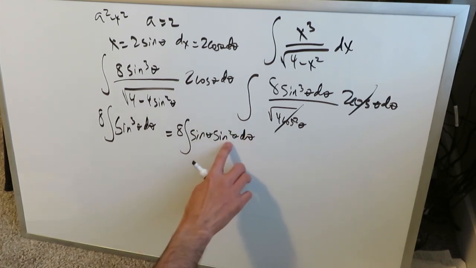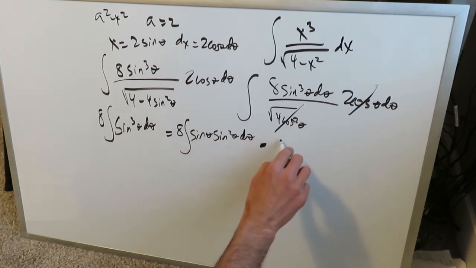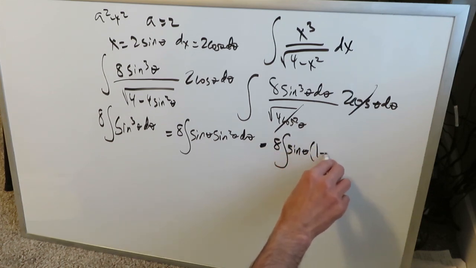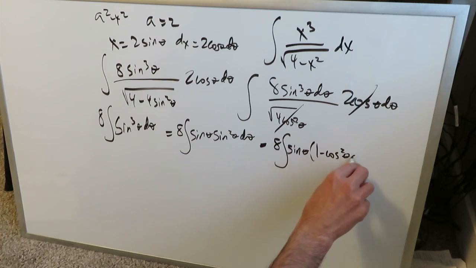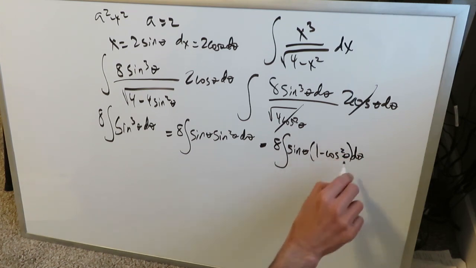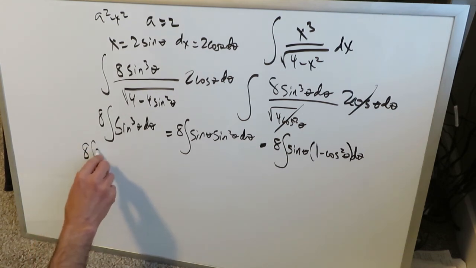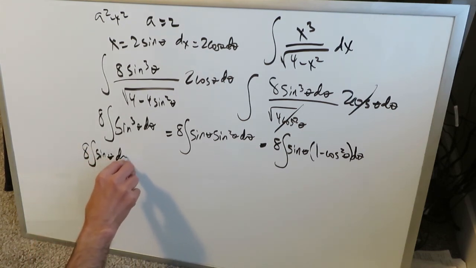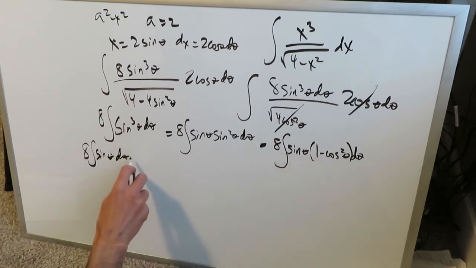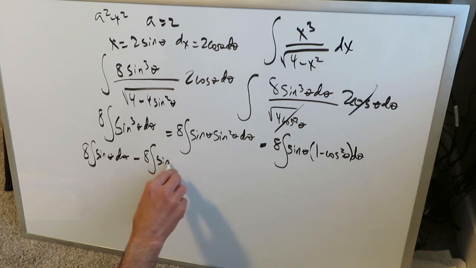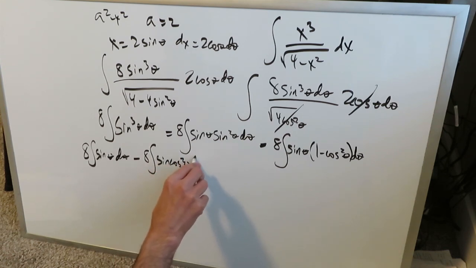You can look at this sine squared theta in terms of the trigonometric identity, the Pythagorean identity. Sine theta into 1 minus cosine squared theta d theta. And you can separate everything out over here. When you separate everything out, you get this 8 sine theta d theta. You have a minus here, everything will separate around all of that. You'll have 8 sine cosine squared theta d theta.